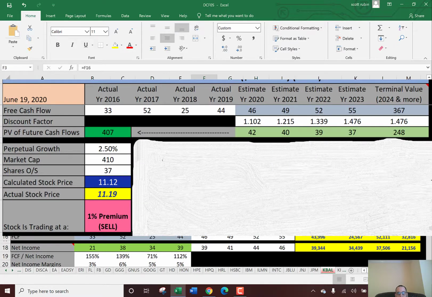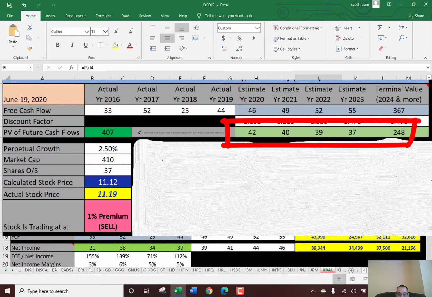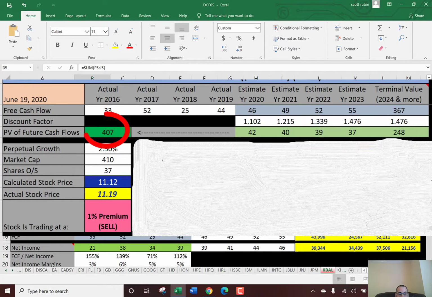So we estimated 4 years of future free cash flows, then we did a terminal value, which is all years past year 4. We discounted those numbers back to today's dollar amounts, and we get a value of the company of $407 million. We divide that by 37 million shares, and the intrinsic stock price is $11.12, which is just 7 cents less than what they're currently trading at. That is pretty amazing how close it is.